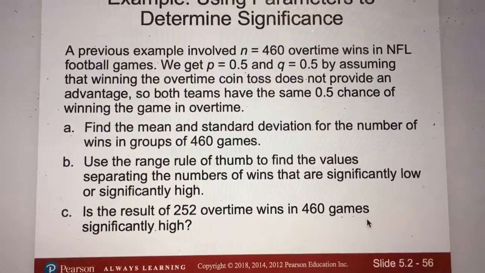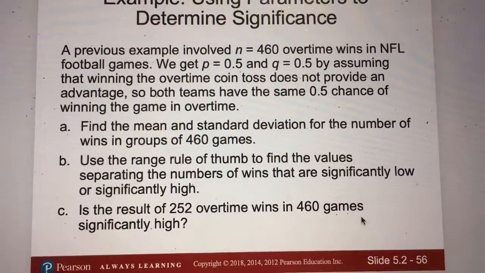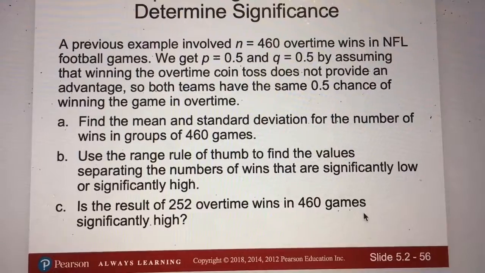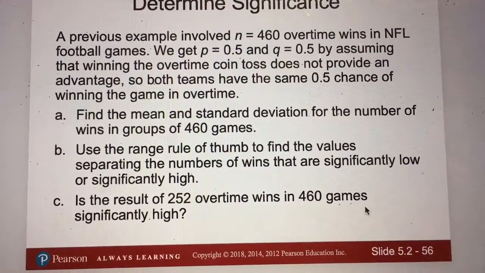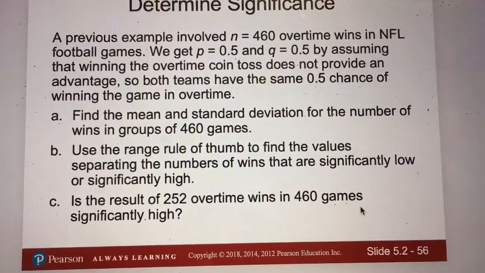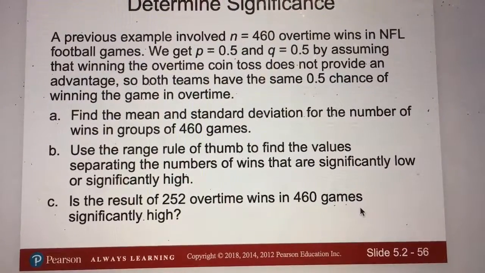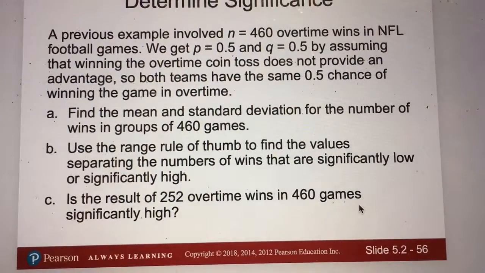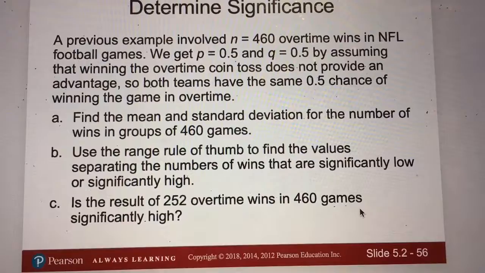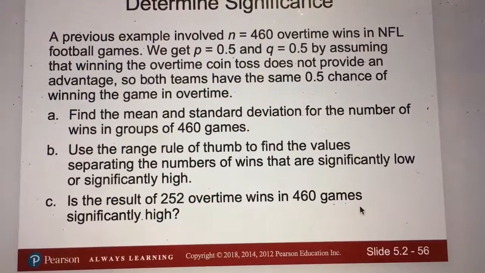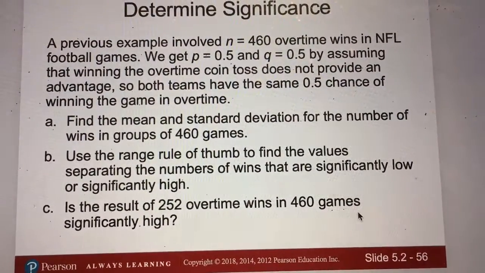All right, find the mean and the standard deviation for the number of wins in groups of 460 games. Use the range rule of thumb to find the values separating the numbers of wins that are significantly low or high. Is the result of 252 overtime wins in 460 games significantly high?